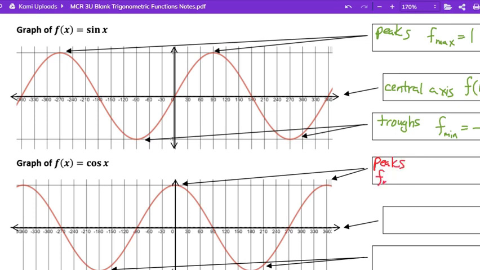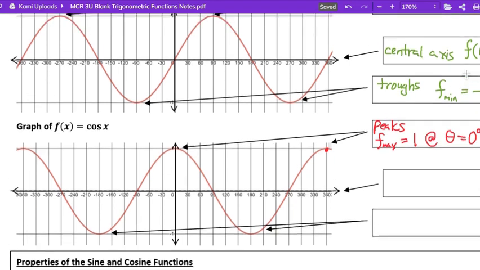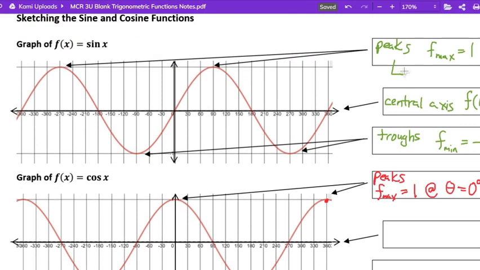So the peaks, f max, are 1, and then I want to say at what point. And I should say that for the theta, for the sine as well. So we get 1 for cosine when theta equals 0, and then again at what point? What is theta at this peak? No, it's 360 degrees. If we go to the sine curve, when do we get the maximums? Yeah, at 90.